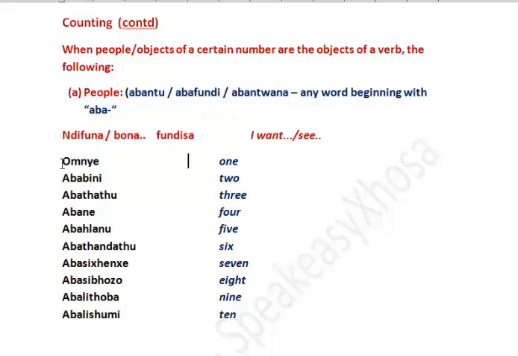How many? Omnye, one. Ababini, two. Abathathu, three. Abane, four. Abahlanu, five. Abathandathu, six. Abasixhenxe, seven. Abasibhozo, eight. Abalithoba, nine. Abalishumi, 10.